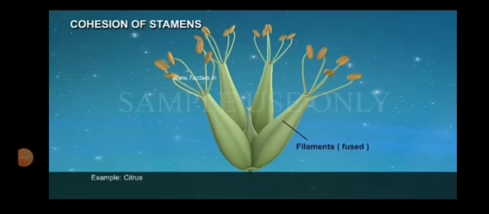Here you can see the marking line is saying filaments. So these are filaments which are fused, and this type of polyadelphous condition you can see in citrus.